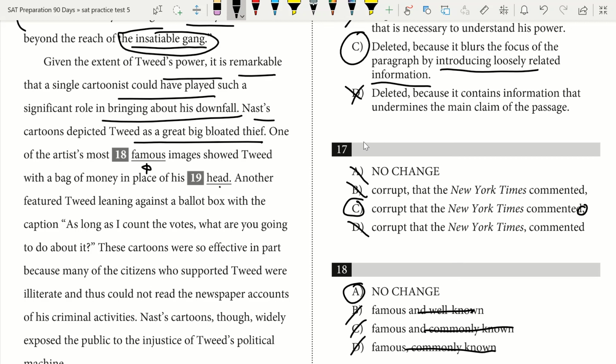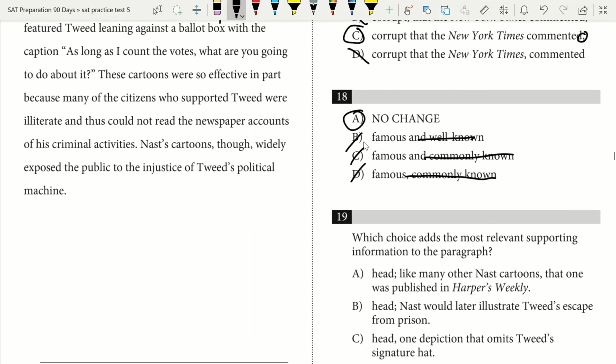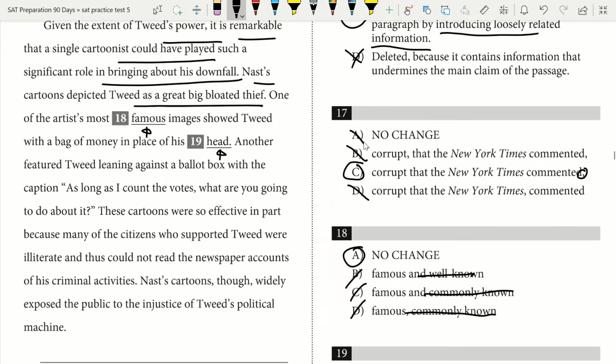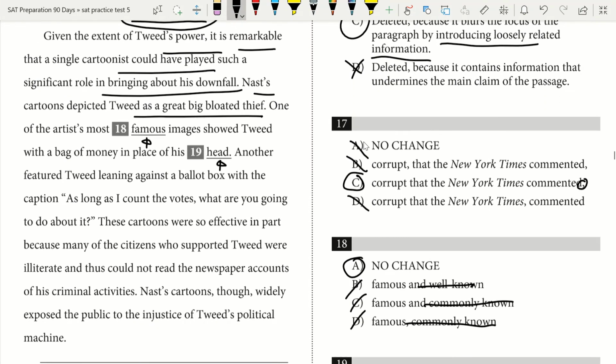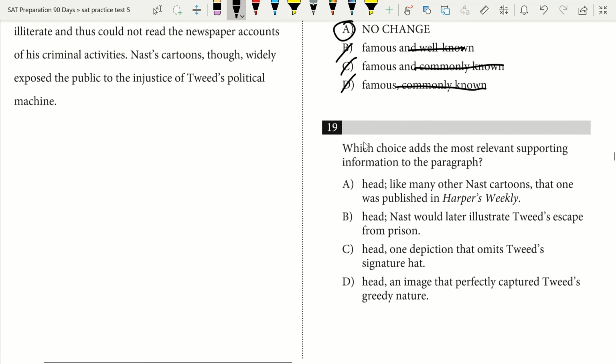As far as 19, okay, 19, I'm guessing it's going to ask me something specific about something, right? Which choice adds the most relevant supporting information to the paragraph? Okay, our paragraph's really about Boss Tweed's downfall and his greed, so I'm going to look for something that talks about that. So we have a bag of money in place of his head. What's that symbolizing is immediately what I'm thinking. A bag of money in place of his head. Let's look at our options here. A, like many other Nast cartoons, that one was published in Harper's Weekly. That's not touching on that bag of money on his head.